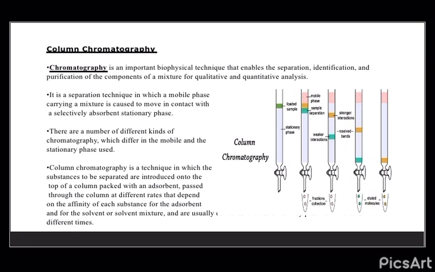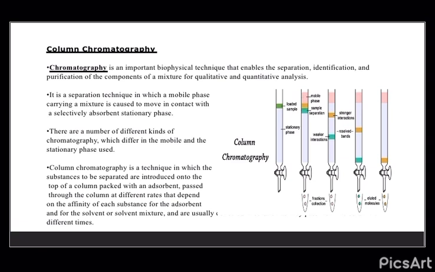Moving on to a column. Column is a tube-like structure. As you can see in the picture, it is a tube-like structure that is either made up of glass or plastic. The main components of any chromatography are a stationary phase, a mobile phase, sample, and the column. In case of column chromatography, stationary phase is a solid and mobile phase is a liquid. In column chromatography, purification is carried out with the help of a column. That is why it is called column chromatography.